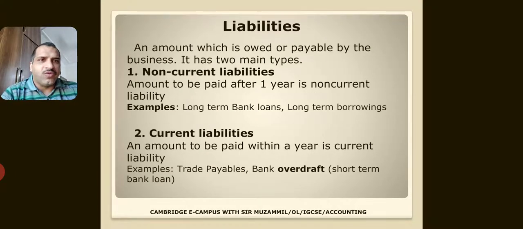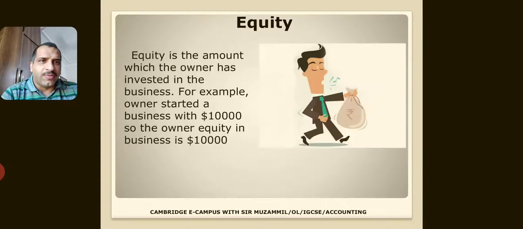Liabilities: the amount which is owed or payable by the business, meaning this is the money that the business is supposed to pay to someone. It again has two types: non-current liabilities and current liabilities. Non-current: if the amount is paid after 1 year, it is treated as a non-current liability, like long-term bank loans and long-term borrowings. A current liability is an amount that you have to pay within a year, for example trade payables and bank overdraft. Overdraft we will study later in detail. This is like a short-term bank loan.